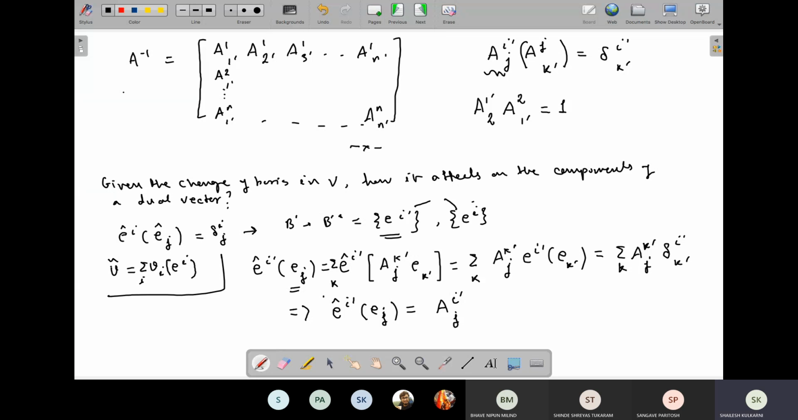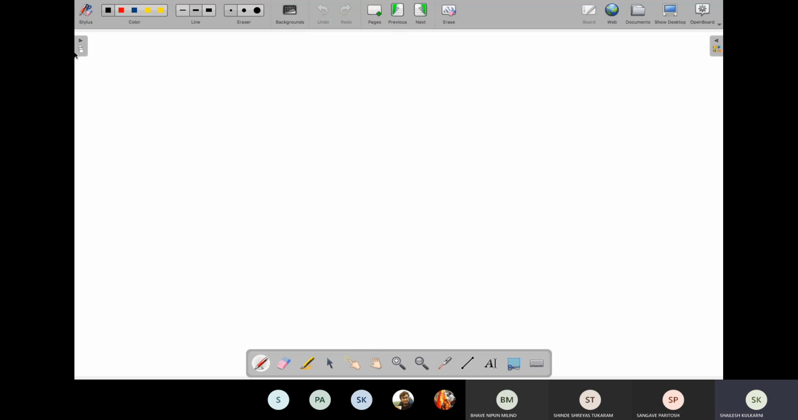Now you come to this. If this is the action of the new dual basis vector on the old basis vector, then you consider the following. Consider any dual vector and write it in terms of the old dual basis. In the old dual basis, its components are denoted by V lower I and E upper I. I am considering the same dual vector, so this must be equal to the summation over I prime of V lower I prime E upper I prime. Clear?